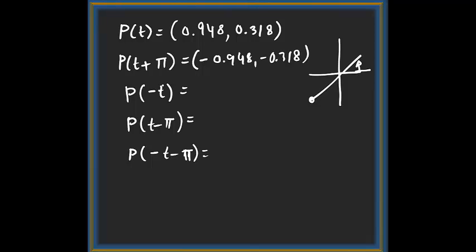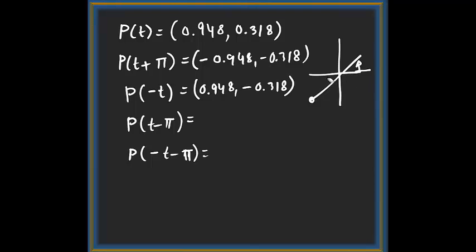When you say negative t, negative t actually goes in the fourth quadrant. So in the fourth quadrant, cosine is positive. So the first is cosine, so keep it 0.948, and your sine value, which is the y coordinate, is negative. So negative 0.318. Same way, look at the third example.